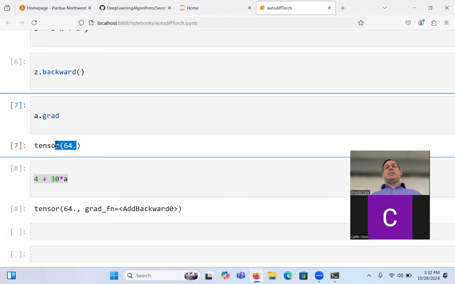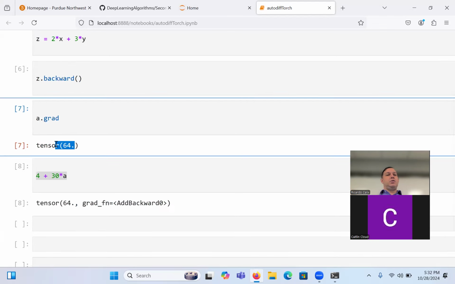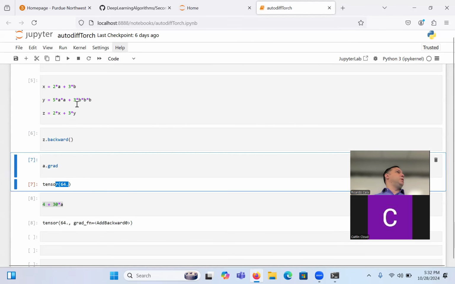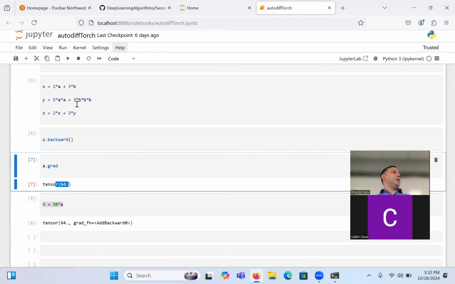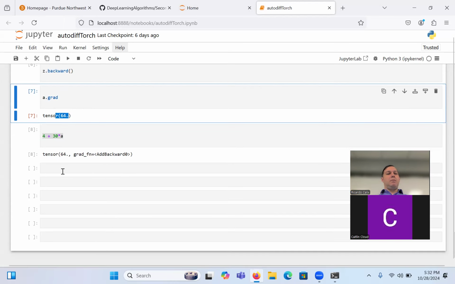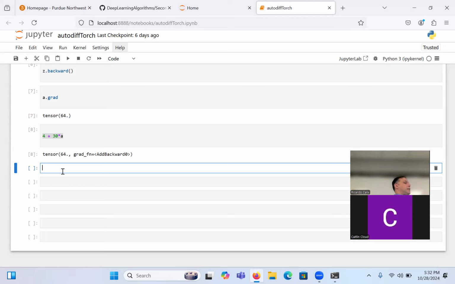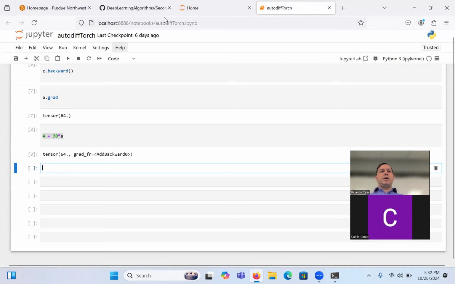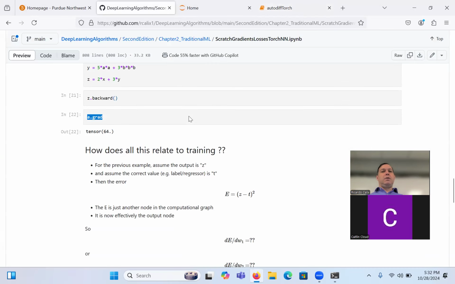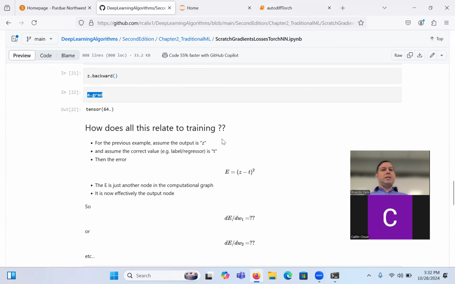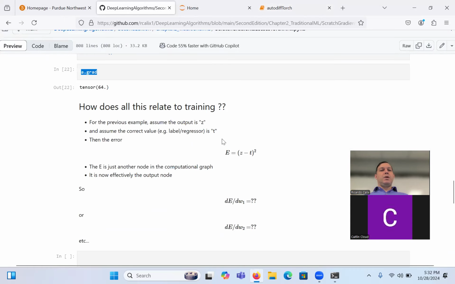As an exercise, I leave it to you guys to try the same thing in terms of B and work out the value. So that's the example I wanted to cover. And now I think we're done with derivatives. So I'm just going to go back to the background of stochastic gradient descent. So now we can go.